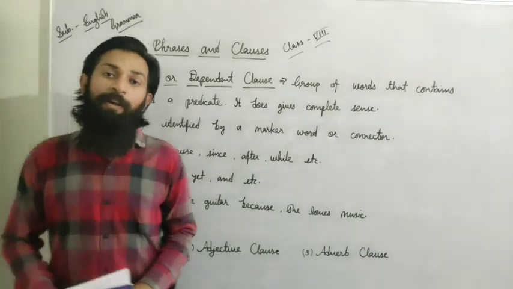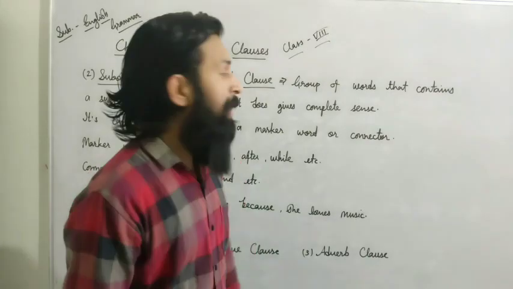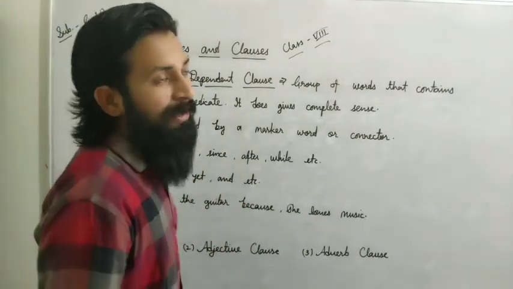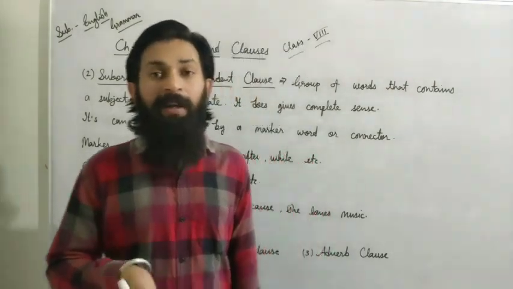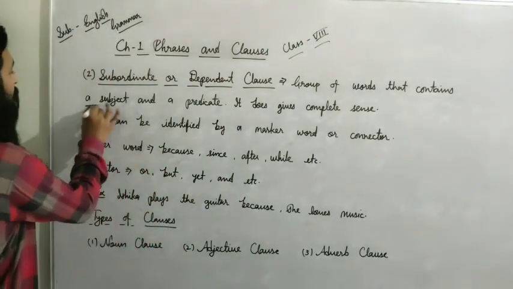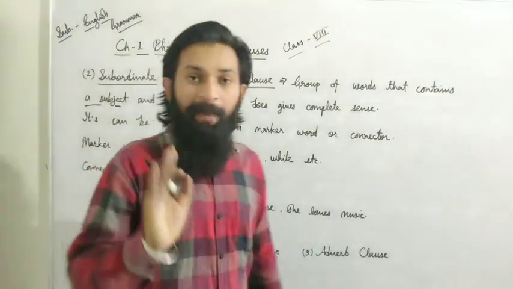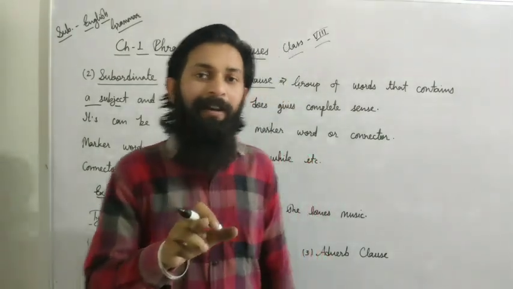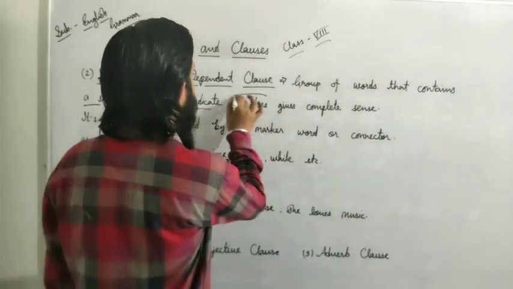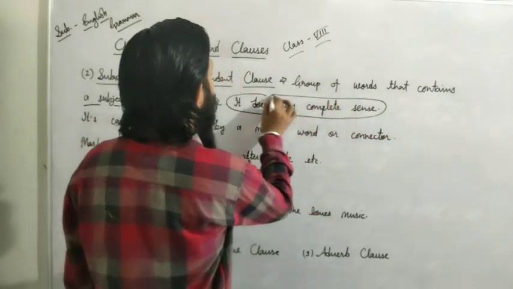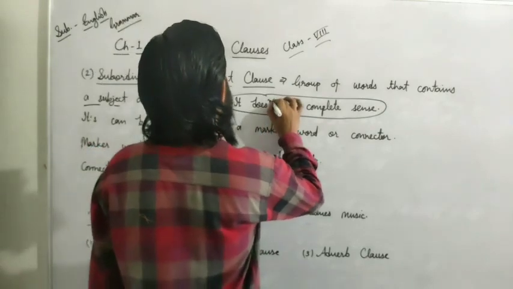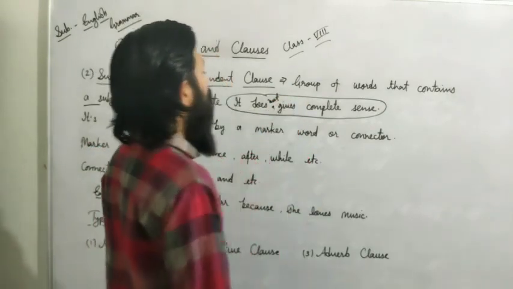Dear students, now we will talk about subordinate or dependent clauses. A subordinate or dependent clause is a group of words that contains a subject and a predicate, same as an independent clause or main clause. But the main important thing here is that it does not give complete sense.